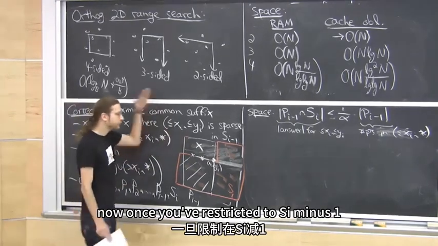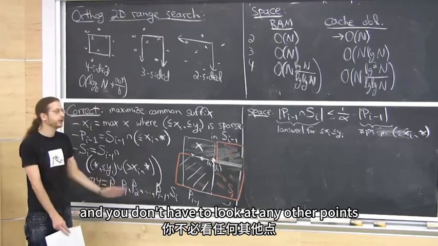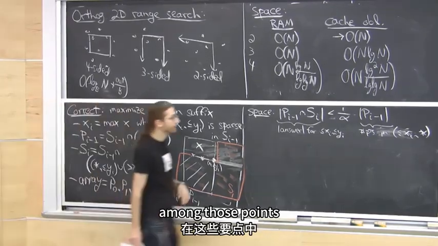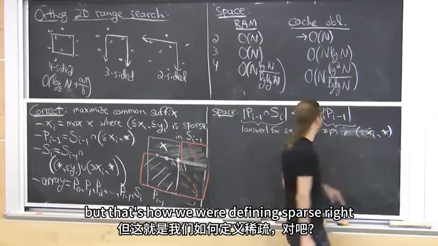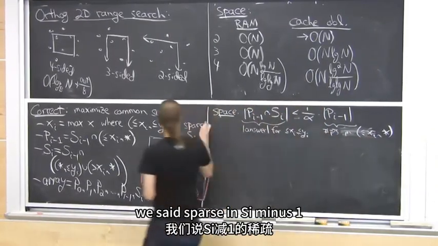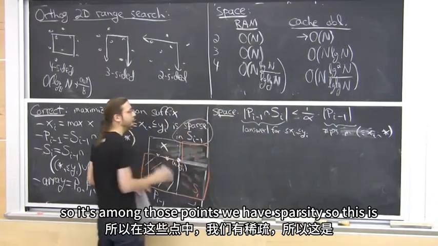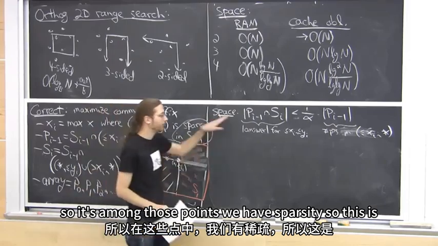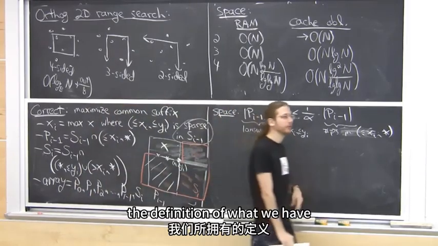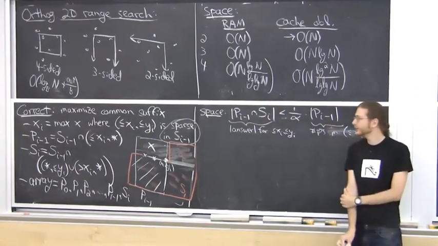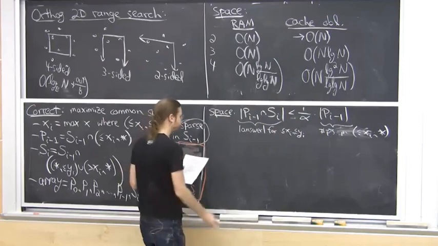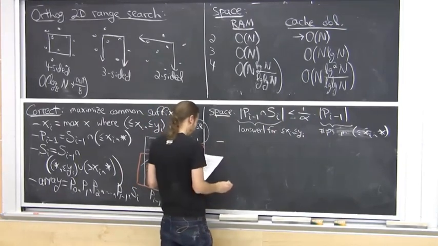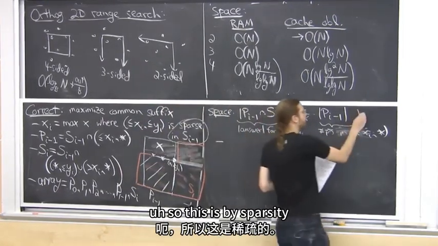Now, once you've restricted to S_{i-1} and you don't have to look at any other points, among those points, this is going to be all the points less than or equal to x_i. But that's how we were defining sparse, right? We said sparse in S_{i-1}. So among those points, we have sparsity. So this is the definition of what we have. Okay, the claim is it's a good thing. Here's a charging scheme. So this is by sparsity.